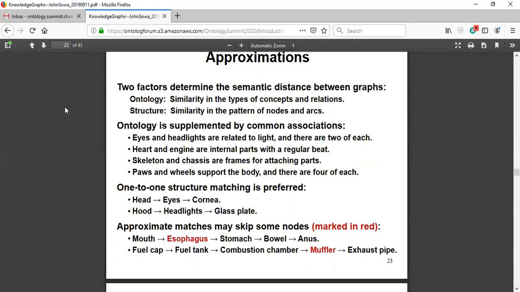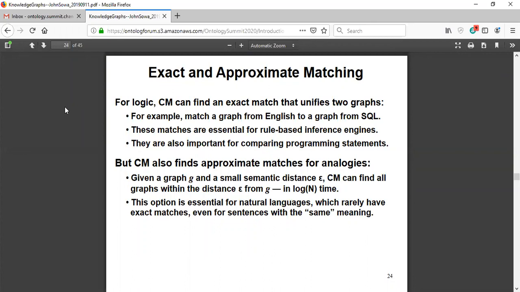It assumed, now the red nodes are ones that I put that label in because neither ontology had those words, but I put the word esophagus there to show that's the missing thing that it couldn't find. So this is a really interesting approximation. The point is that it can find exact matching that unifies two graphs, or approximate matching.